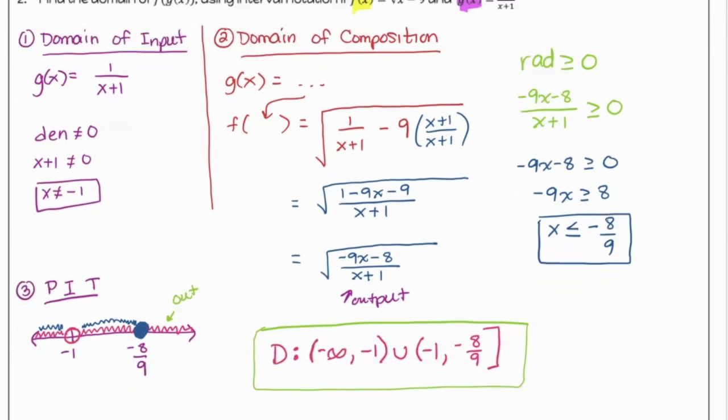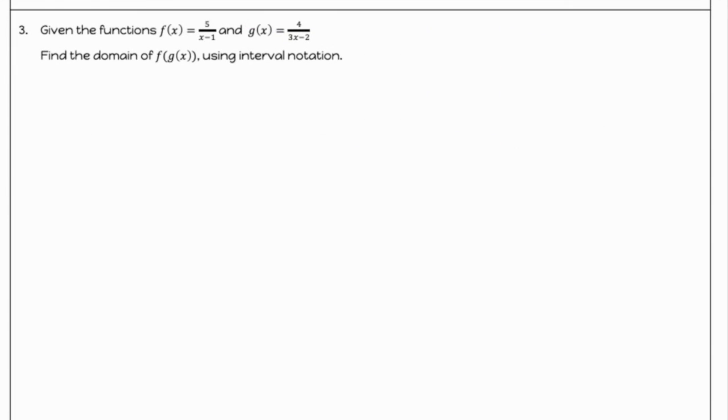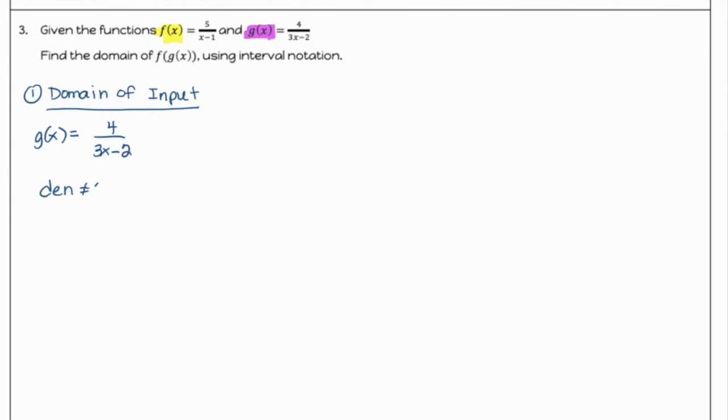Last question. So same kind of process. We have been given two functions, f of x and g of x. We are asked to find the domain of the composition using interval notation. So I am going to make you guys do step 1. What you should have got is x cannot equal 2/3.